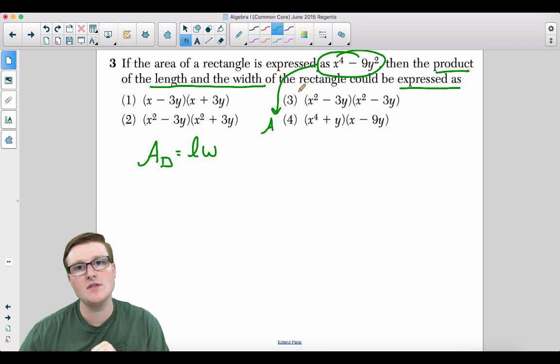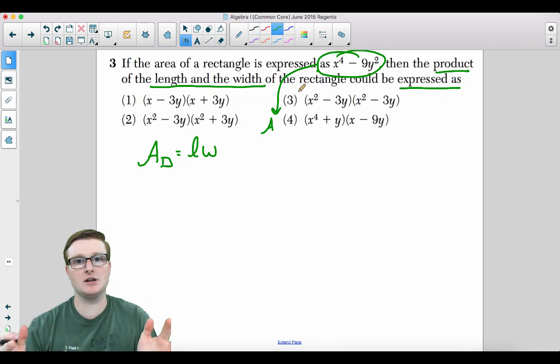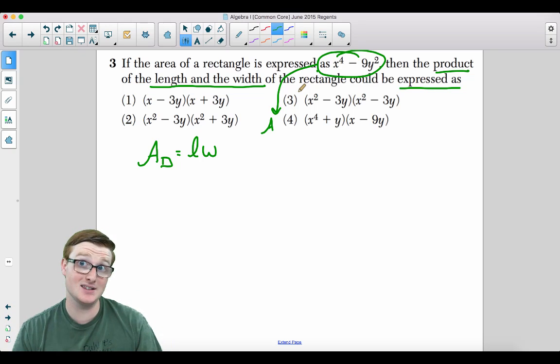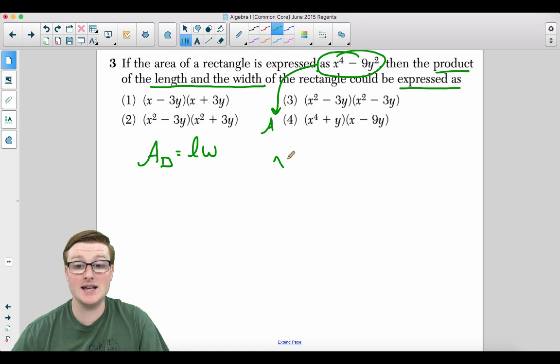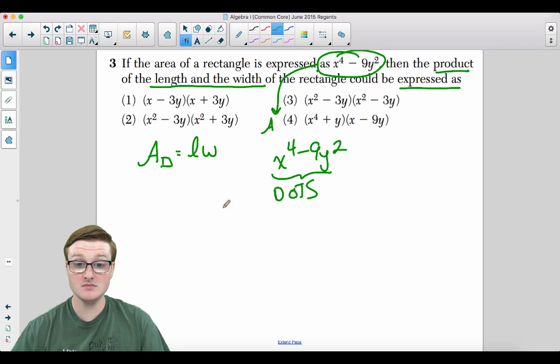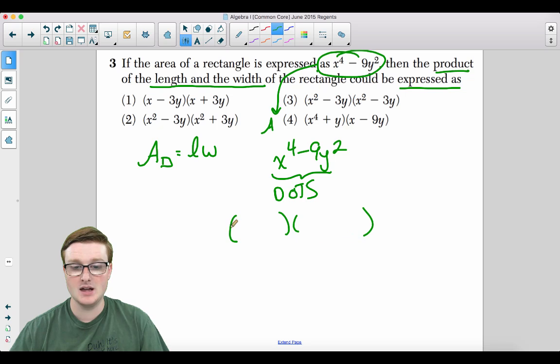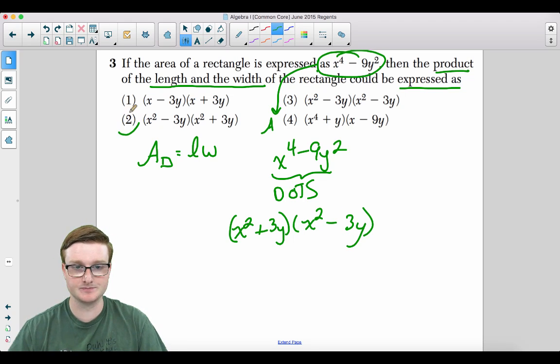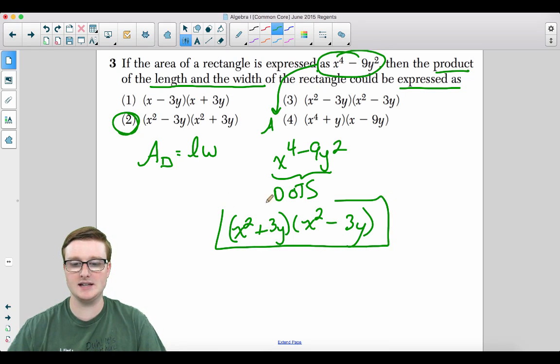You need to know that it's the splitting of the area into two separate variables, such as by doing dots, maybe. Because if you take x to the fourth minus 9y squared, we could separate these by doing the difference of two perfect squares. So I'm going to break it down: x squared plus or minus 3y. Is that answer there somewhere? Yes, it is. Choice 2, ladies and gentlemen, that is the answer.